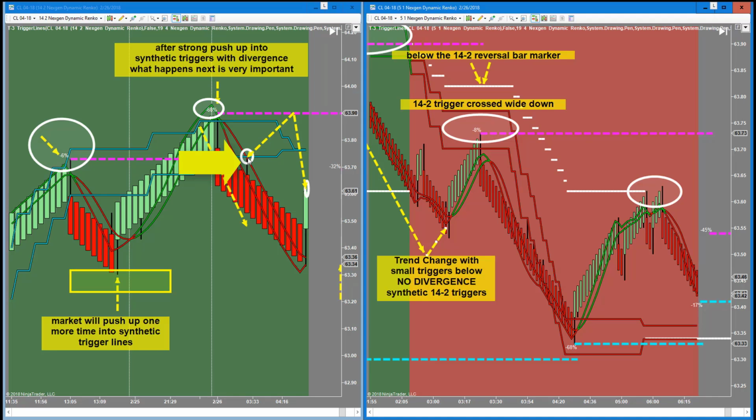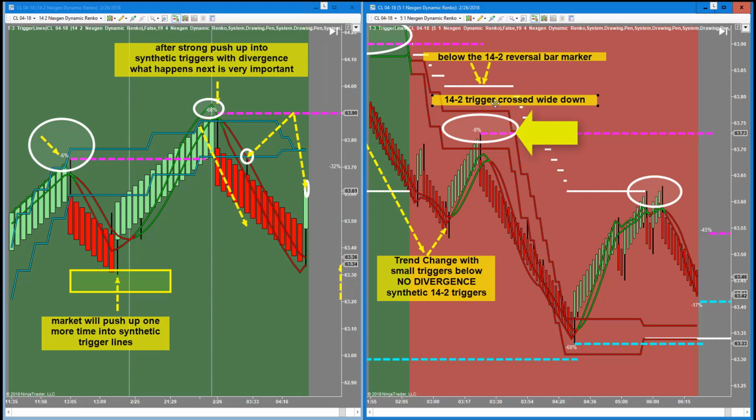Now, once the market goes down and changes trend on our smaller chart, which is represented by the small triggers here, you'll see we end up with really what is our perfect look for a trend trade down. Wide 14-2 triggers cross to the downside, a trend change with no divergence on the low down here, not too much gap between price and small triggers and the synthetic triggers. And then, this is really where we look for very high probability trend trade shorts. Now, as the market trades to the downside, you'll see that we put in divergence. So we've got a negative 68 down here at the bottom.